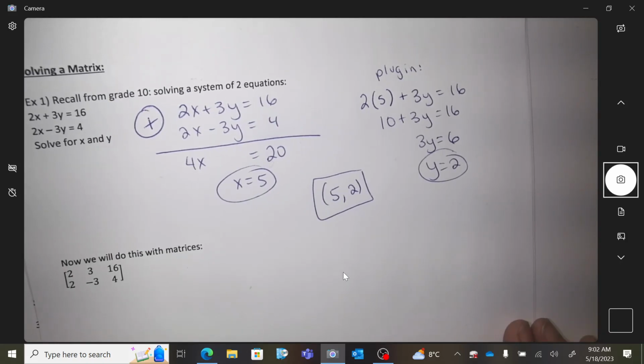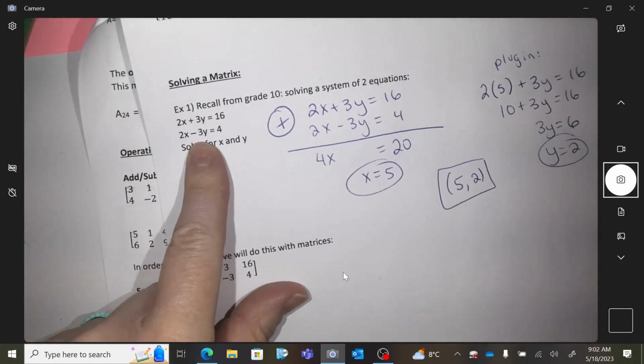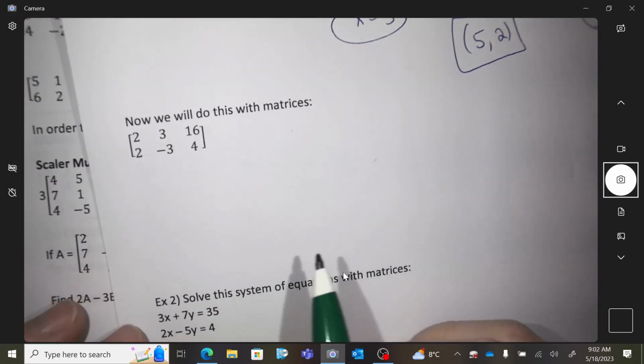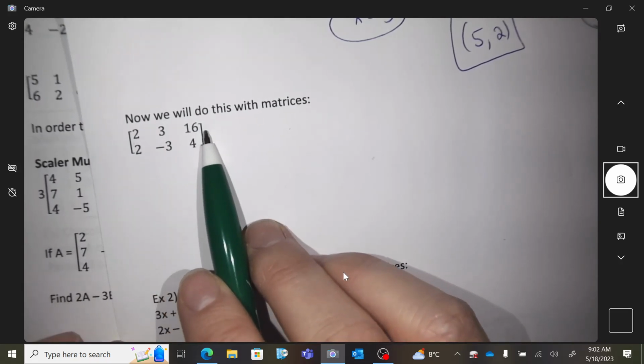And then do you remember in grade 11 we did this process, but we did it with 3 equations, 3 variables? Remember we did that? So we're going to do this idea, but we're going to do it with matrices. Okay, so this question I've set up like this. So do you see what I did? The 2 coefficient for x, the y, and the number.